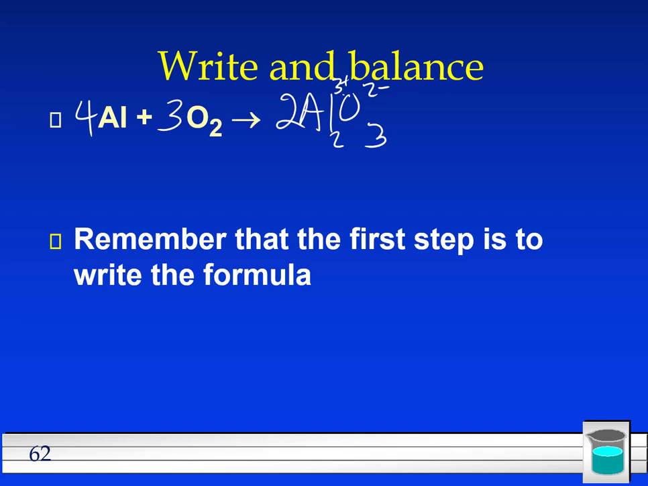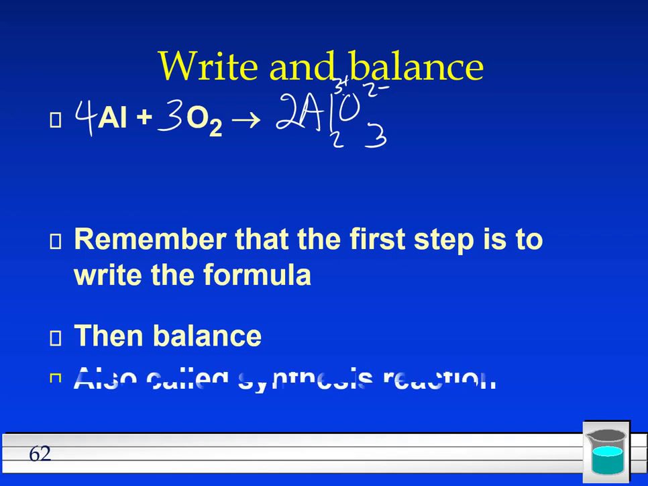Okay. So first write the formula, then balance. And as I said, also called a synthesis reaction. Because when you synthesize things, you take stuff together and make something new. That's what happens if 2 elements go together.